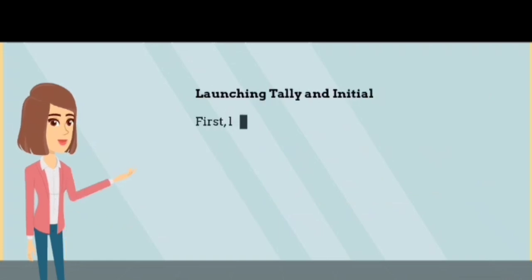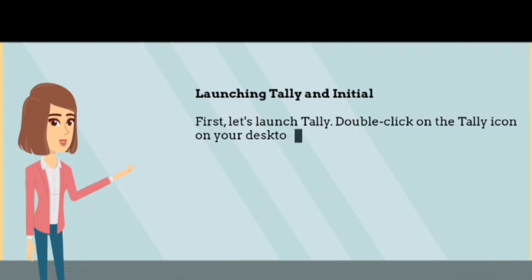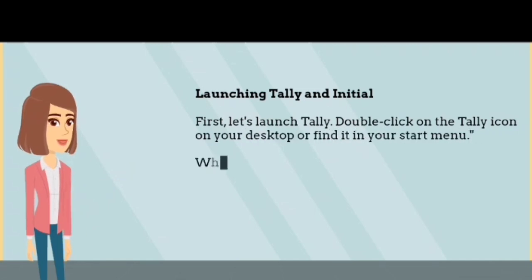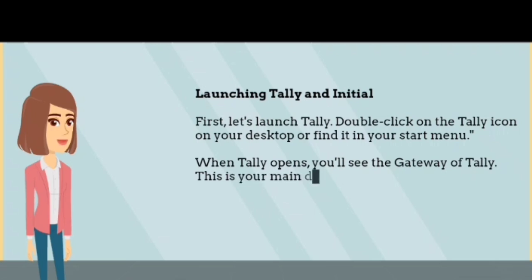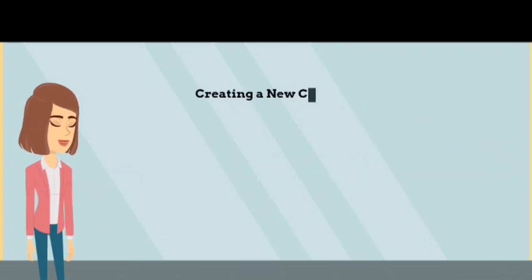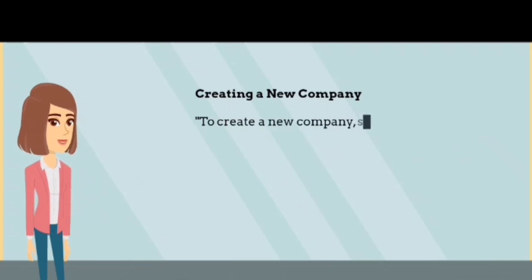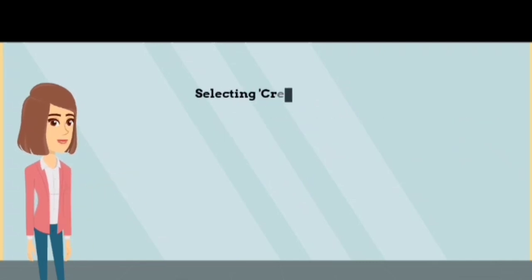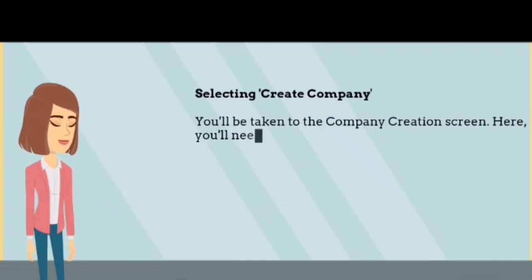Launching Tally and initial setup. First, let's launch Tally. Double-click on the Tally icon on your desktop or find it in your Start menu. When Tally opens, you'll see the Gateway of Tally. This is your main dashboard where you can access all Tally features. Creating a new company. To create a new company, select Create Company from the Company Info menu. Selecting Create Company, you'll be taken to the company creation screen.